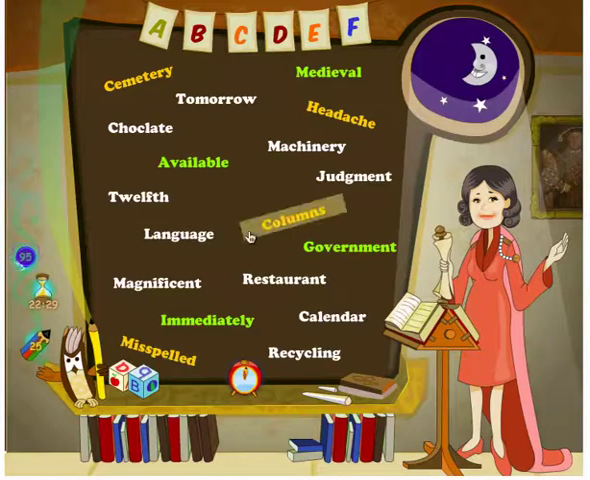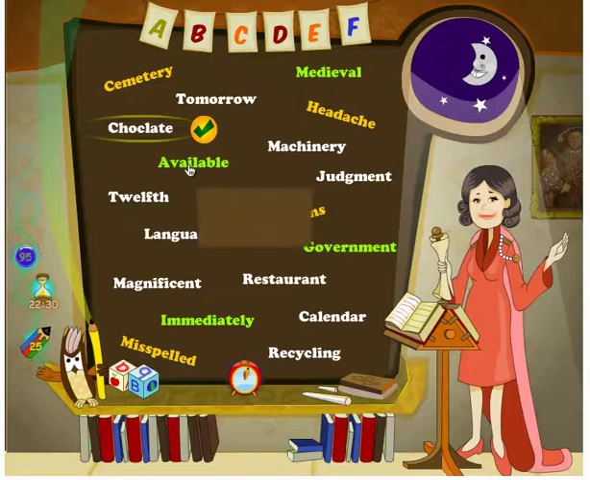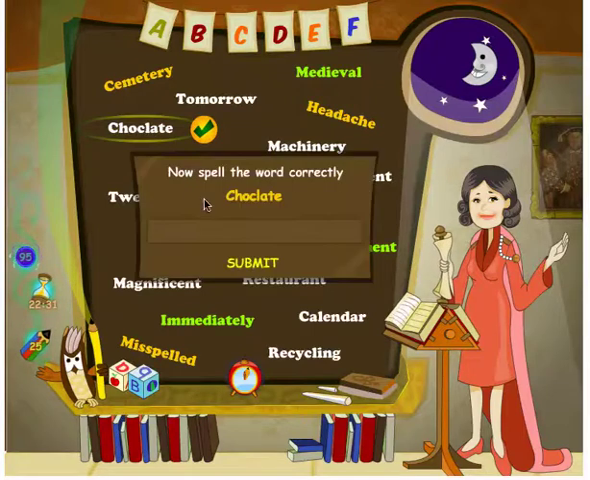I already see which word is spelled incorrectly. Not there. Look at that. Chocolate. So I click on it. And I'm going to spell it correctly. Oh, look, I didn't spell it correctly. Let's make sure you spell it right, or you lose your pencils. Chocolate. Submit.